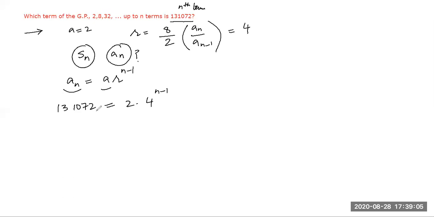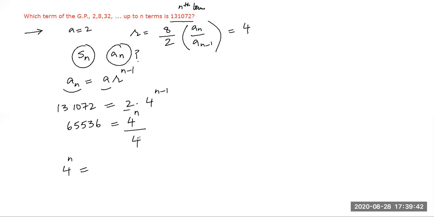So 131072 is equal to 2 into 4 to the power n minus 1. How will we do it further? Divide by 2. That gives 65536. Am I right? So it will be 4 raised to power n divided by 4. First see if the division is correct: 2 sixes are 12, 2 fives are 10... Correct. Now 4 raised to power n is equal to, better multiply by 4.